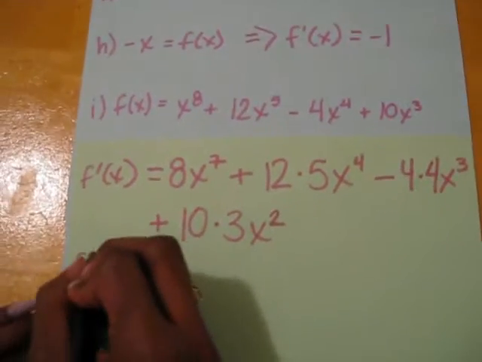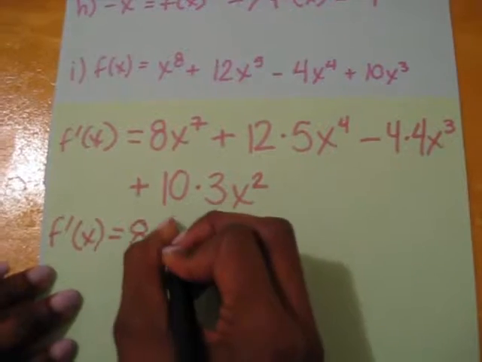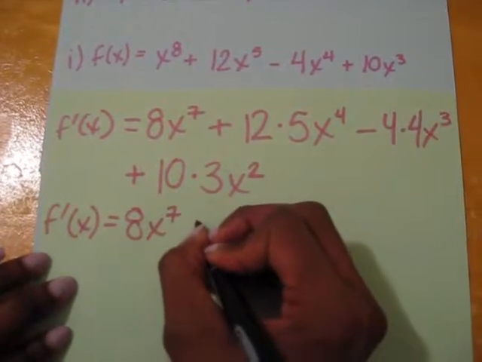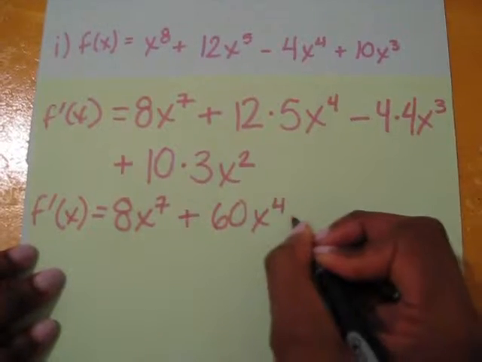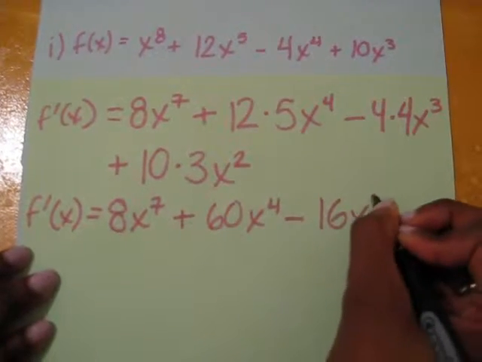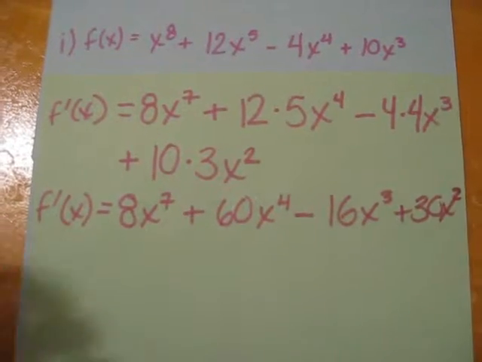To bring it all home, we have 8x to the 7th plus 60x to the 4th minus 16x to the 3rd plus 30x squared.